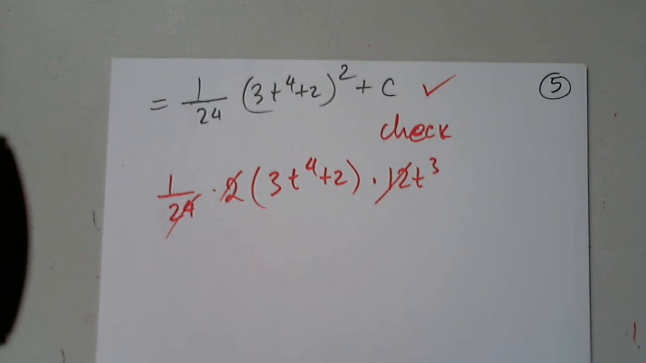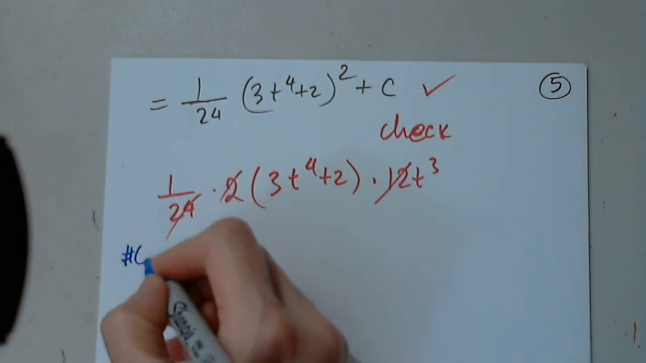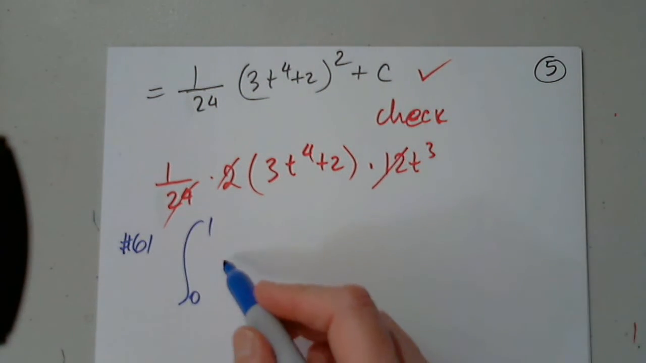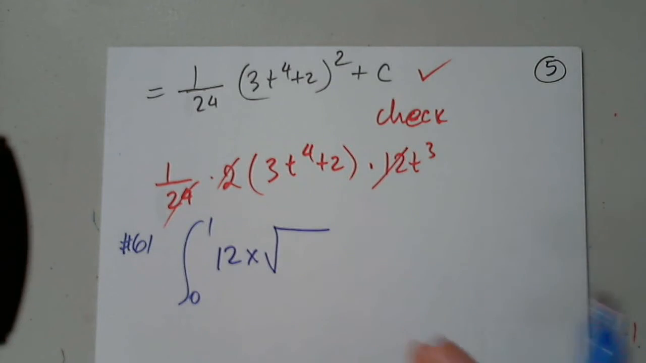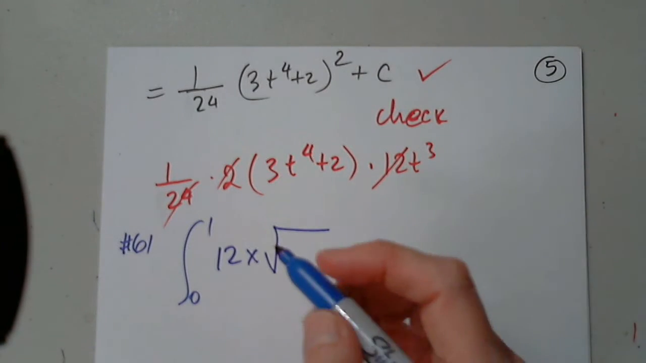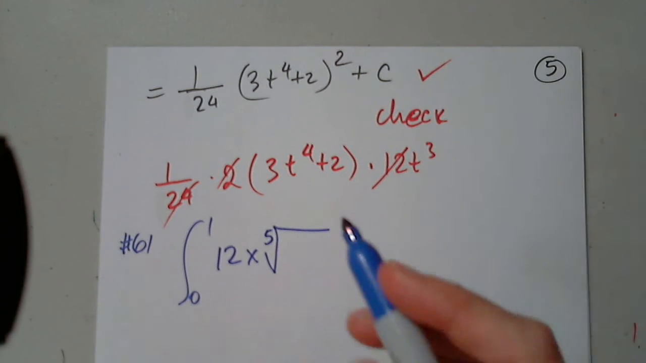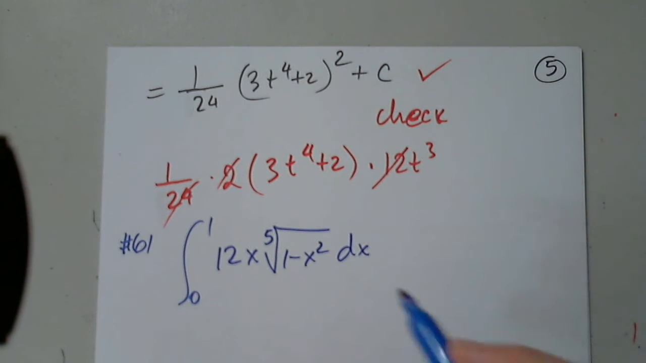We are picking from definite integrals. Anything you want. If you don't pick, I will. Okay, I would like to pick 61. Get ready with what you picked. The integral from 0 to 1 of 12x times the fifth root of 1 minus x squared dx.